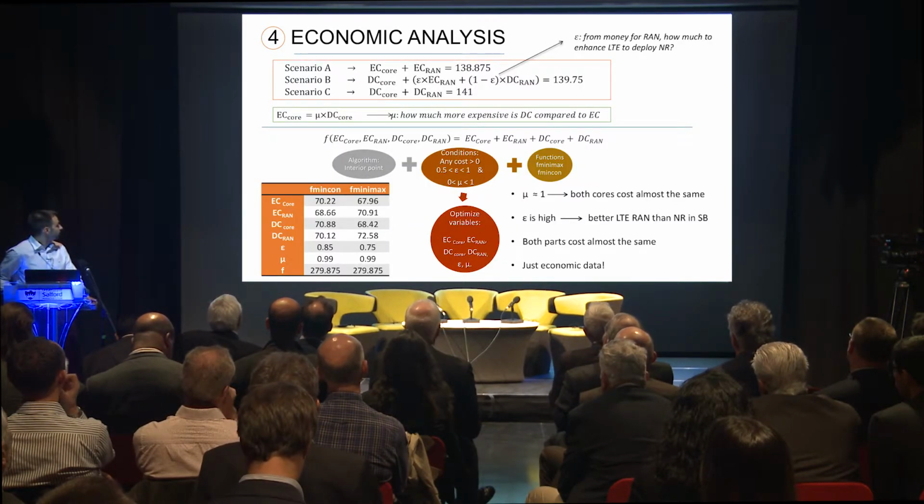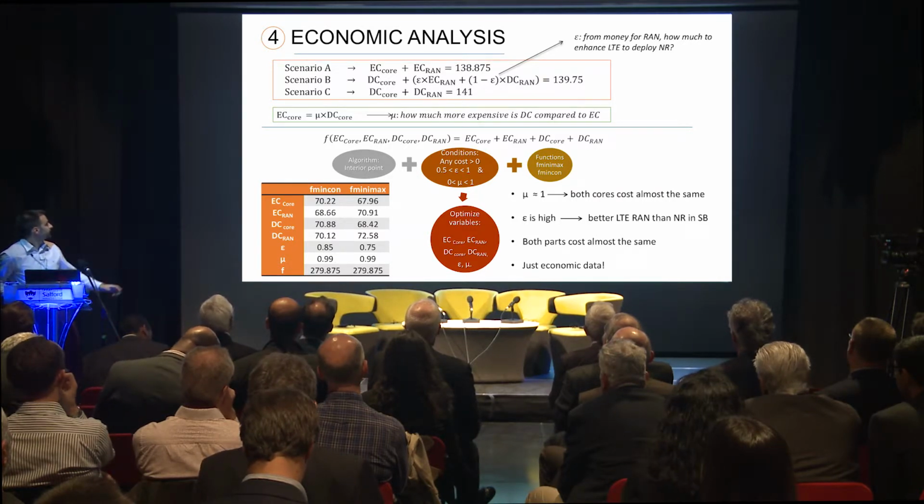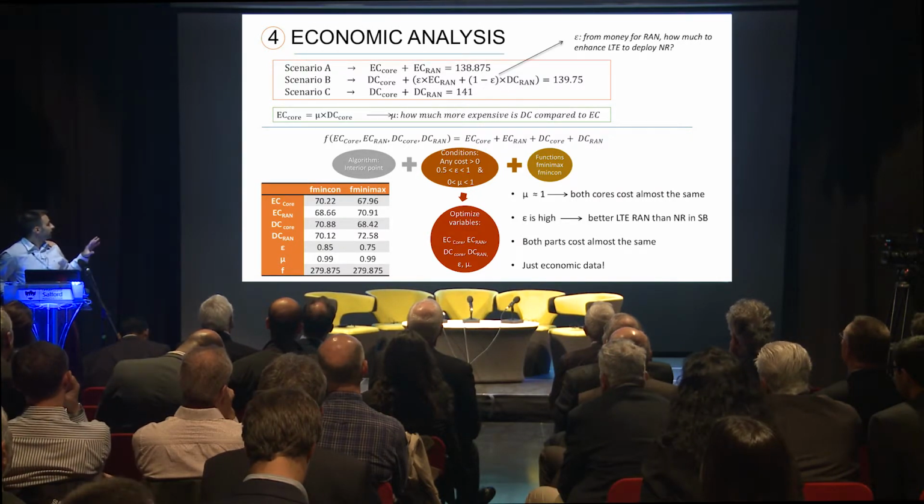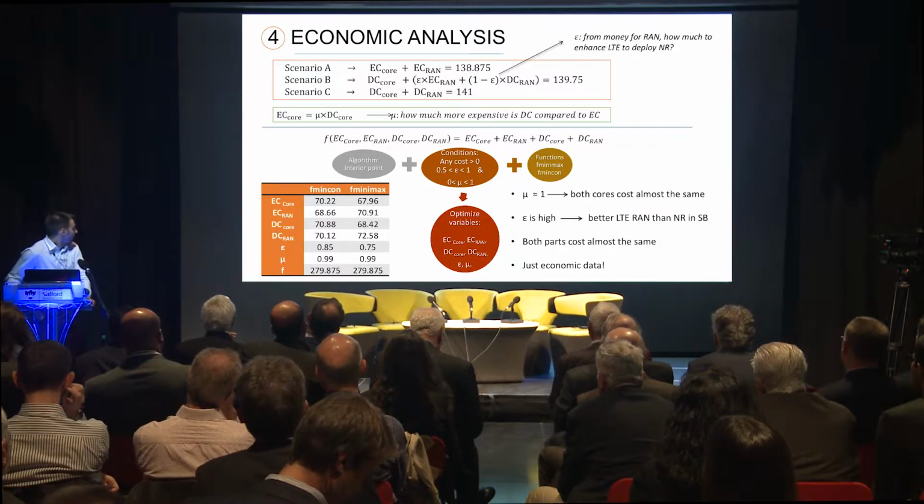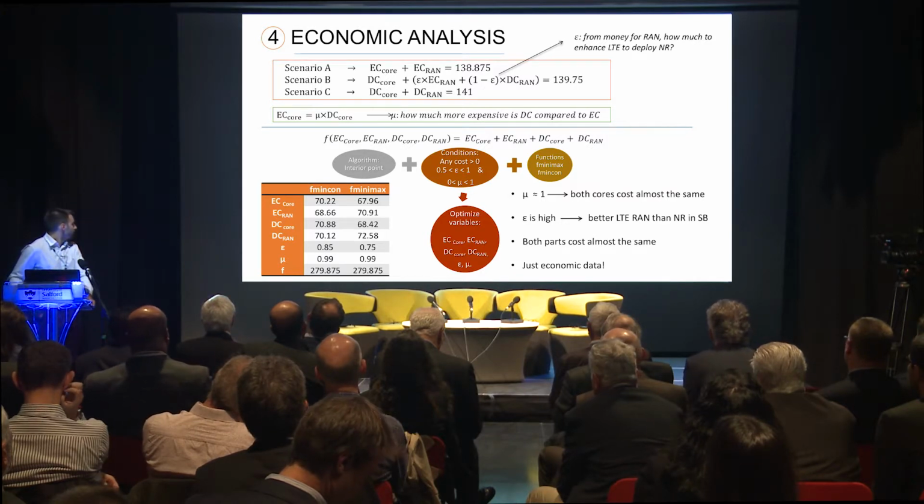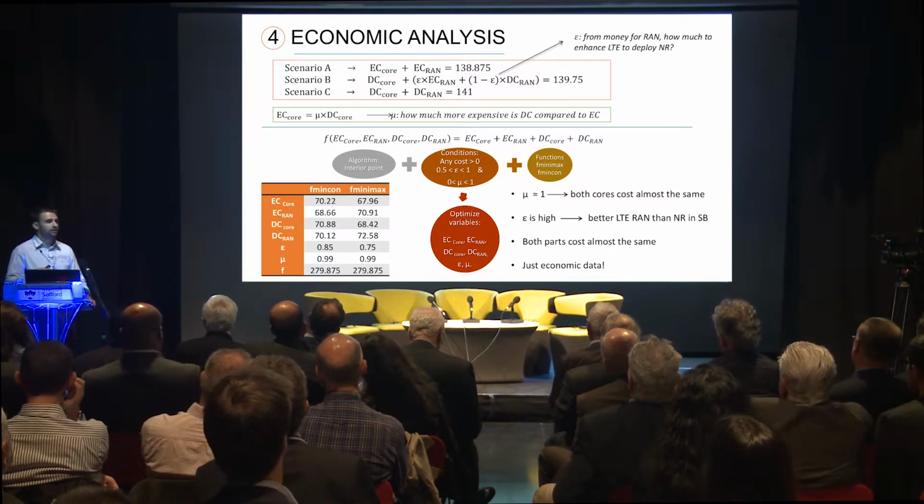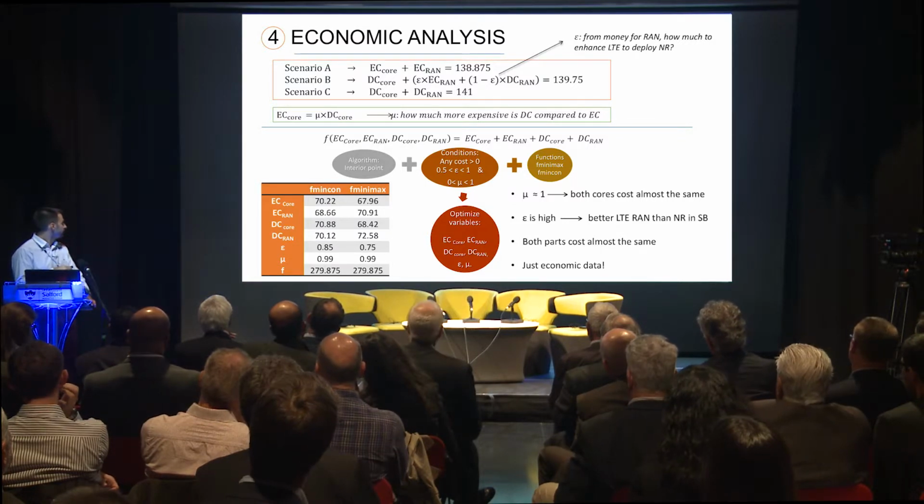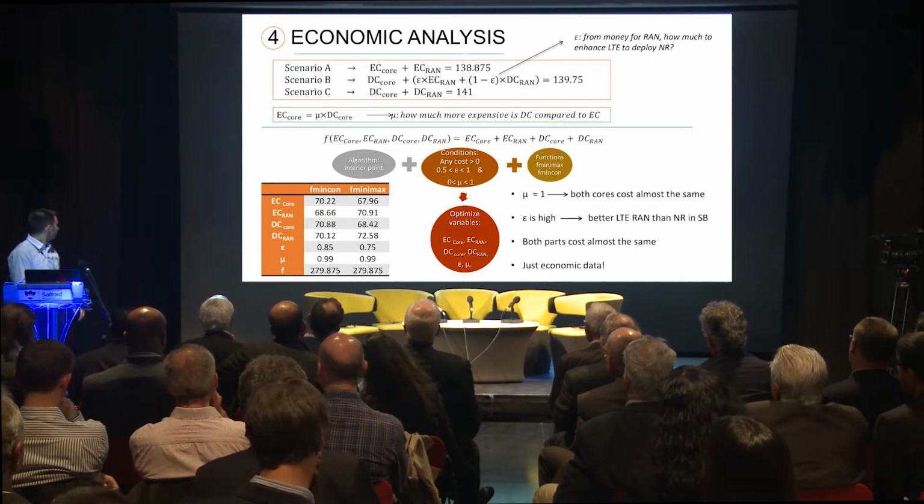Keeping this in mind, and I know these equations are not very pretty, but I just made equation systems. I introduced some new parameters. For example, parameter epsilon tells us that from the money that must be devoted to the RAN, how much will it be for deploying the new radio, or for enhancing the LTE radio. So, with some mathematical background, I came up with this optimization problem. I just programmed and worked on it a little bit, and I came up with the results that you can see in the table.